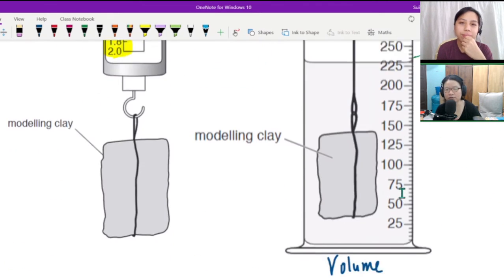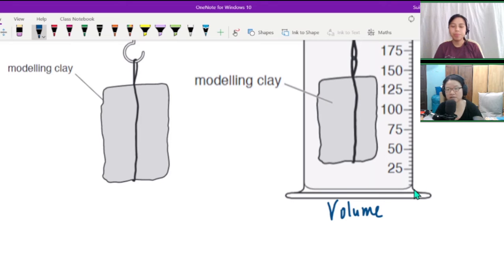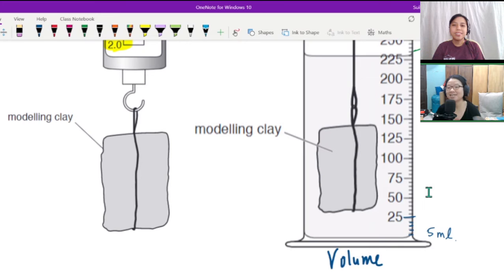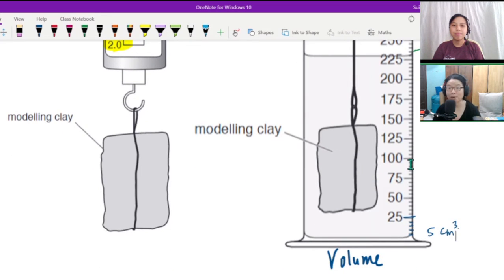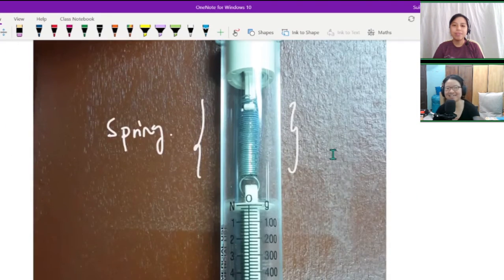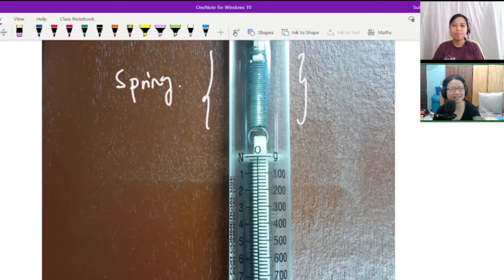And then like here for this measuring cylinder, this is 1, 2, 3, 4, 5 to 25. So smallest reading is actually 5 ml. Sorry, 5 cm cube. So when I see a new instrument, I just stare at it to find out what the smallest reading is. Don't memorize. Okay, next. All right, next.